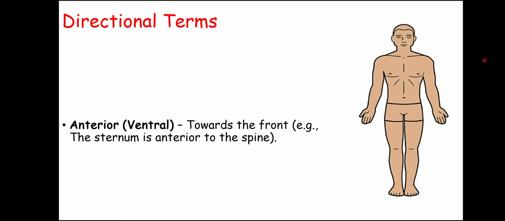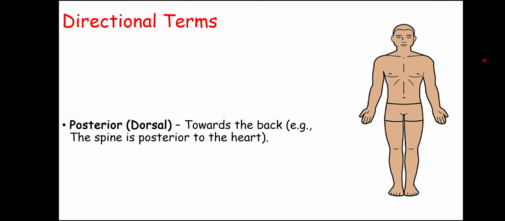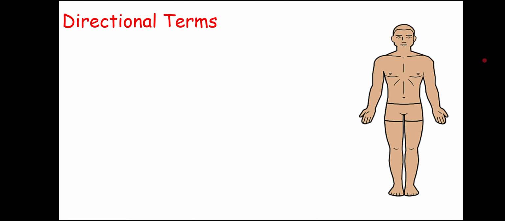The next directional term is anterior, that is also called as ventral. That means towards the front. As you can say that the sternum is anterior to the spine as it is towards the front. The next directional term is posterior, that is also called as dorsal. That means towards the back, as the spine is posterior to the heart.